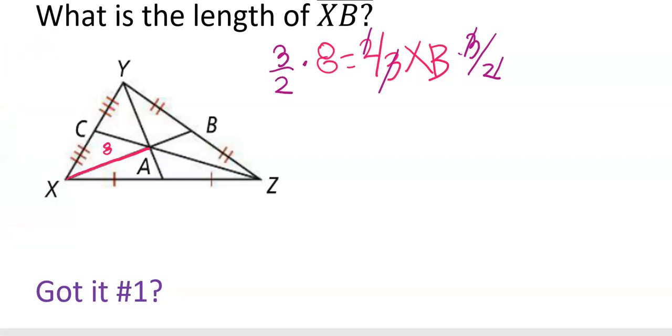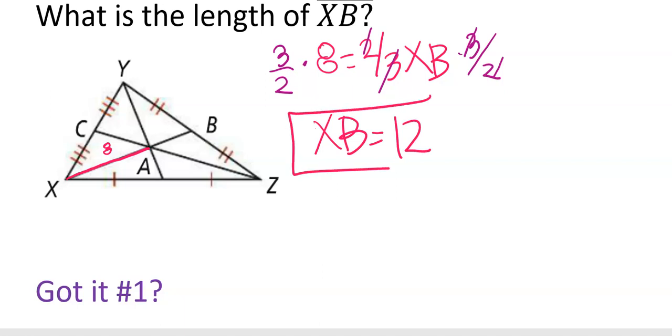8 times 3 is 24. 24 divided by 2 is 12. So XB equals 12. You do have to label them now, because there could be a variety of other things, not just one that they're asking us to find. So they might say, okay, I want to know AB, I want to know CZ, and I want to know YA. So you have to label them so I know which is which. If you don't, I won't give you credit.